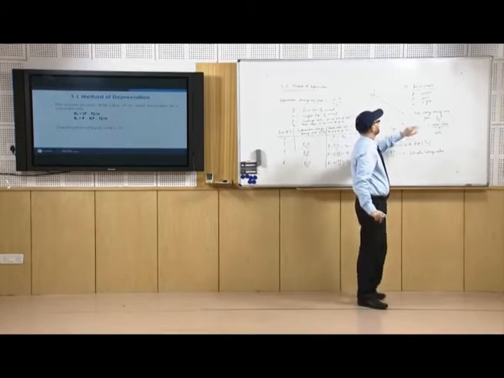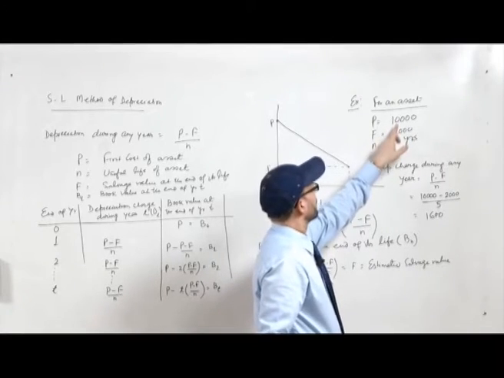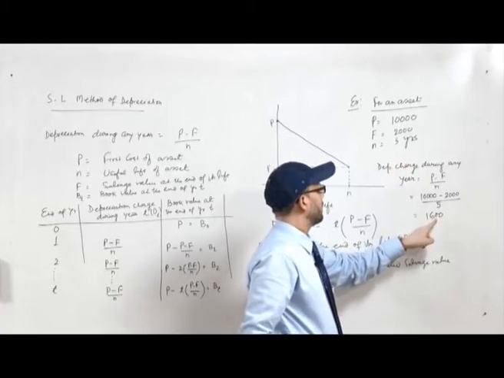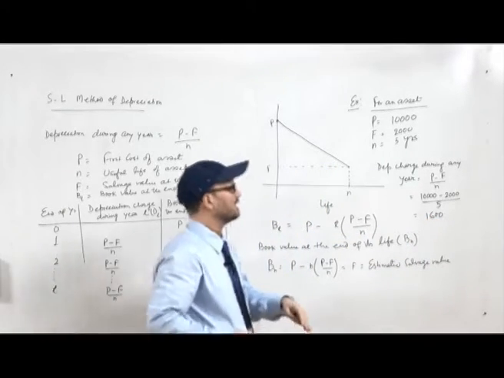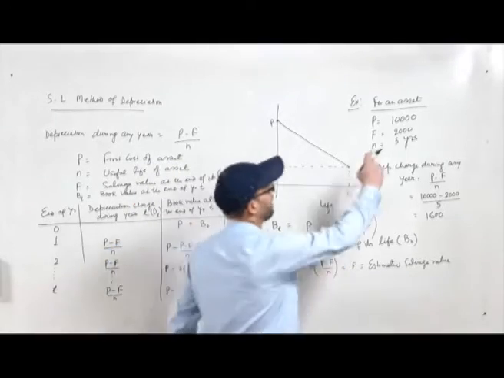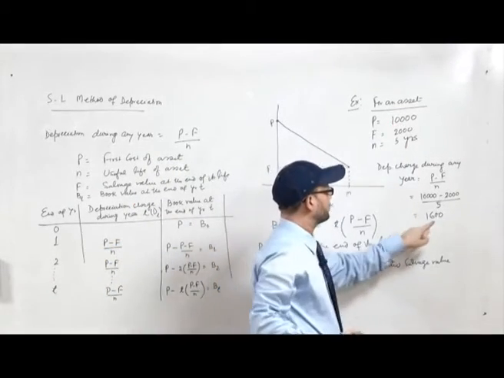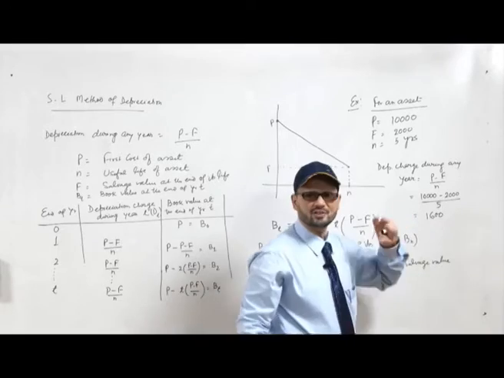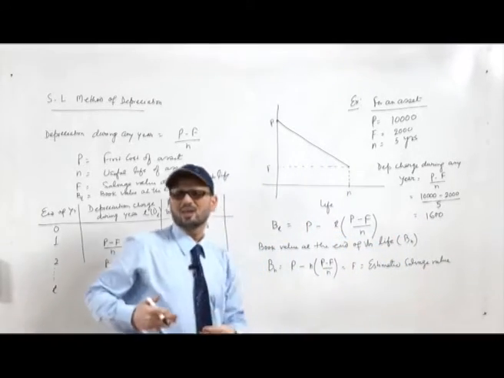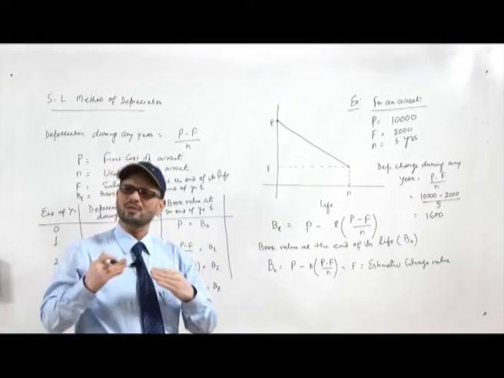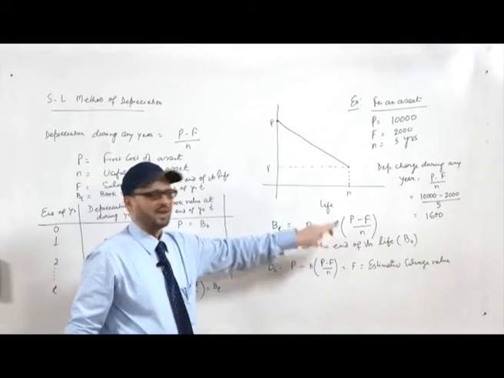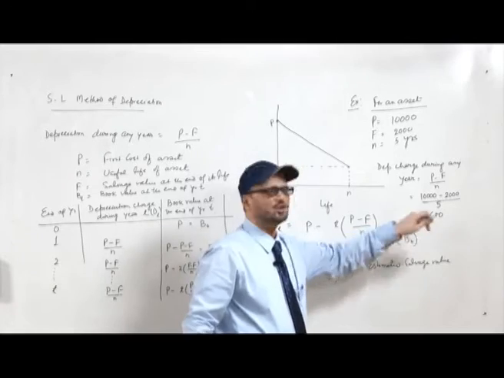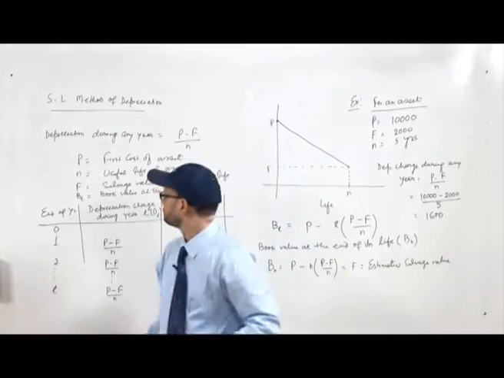After the first year, the book value will be 10,000 minus 1600, so that is 8400. Then after the second year, again 8400 minus 1600, so it will be 6800. This way you can calculate the book value at the end of any year using this formula, and also the depreciation charge using the straight line method.